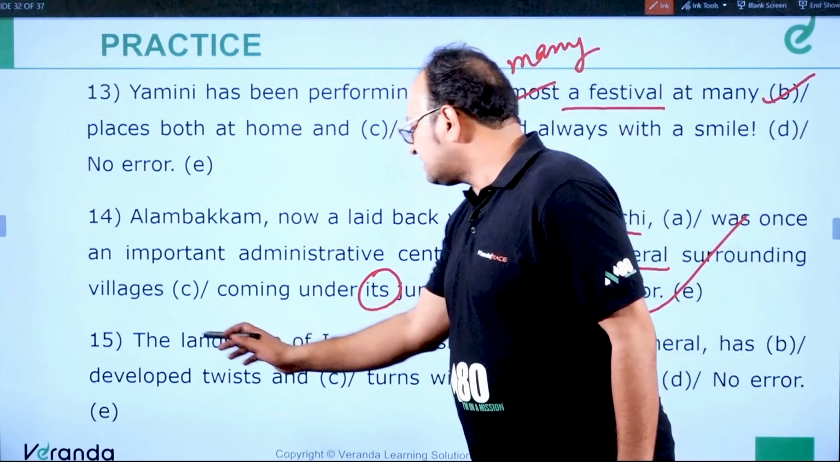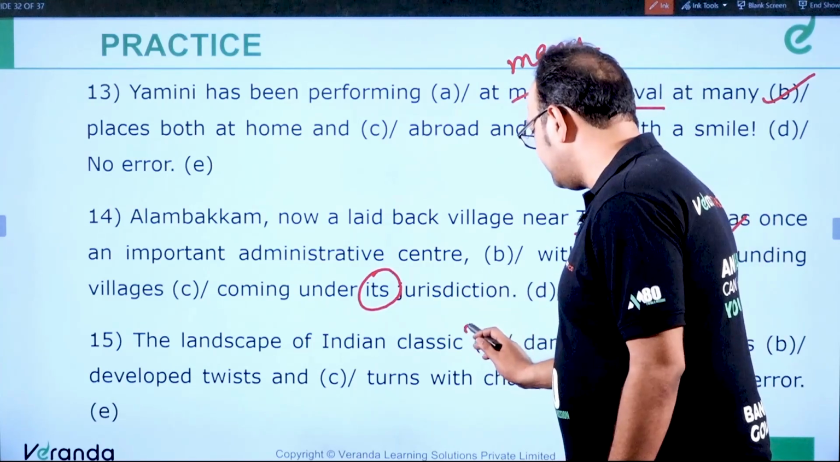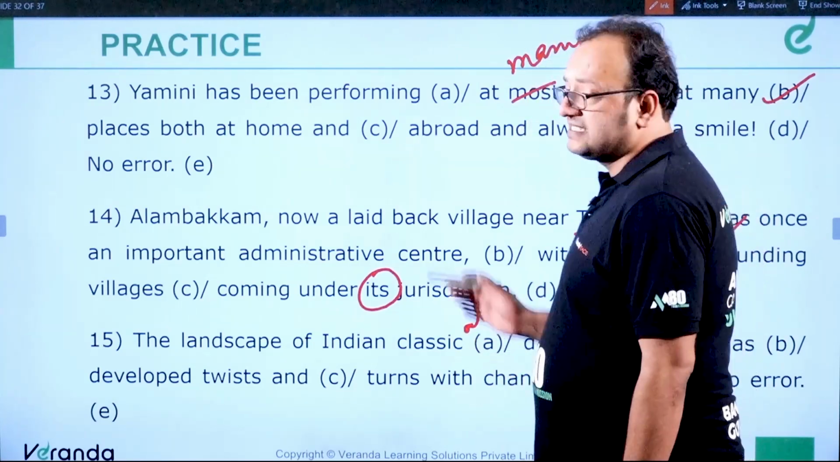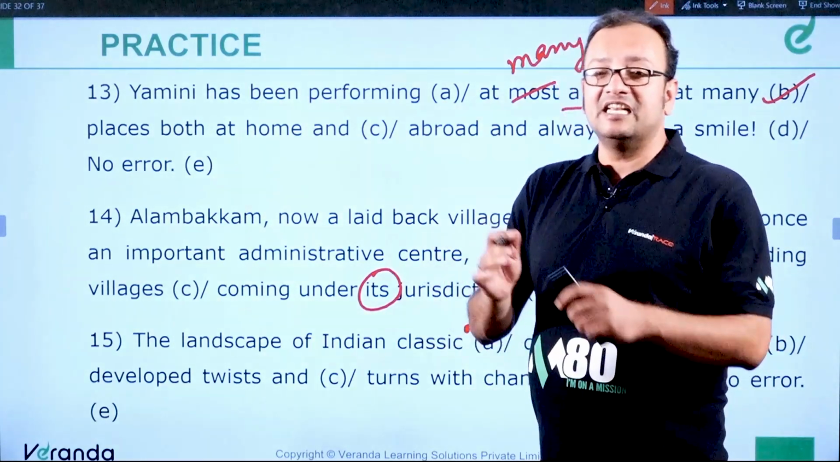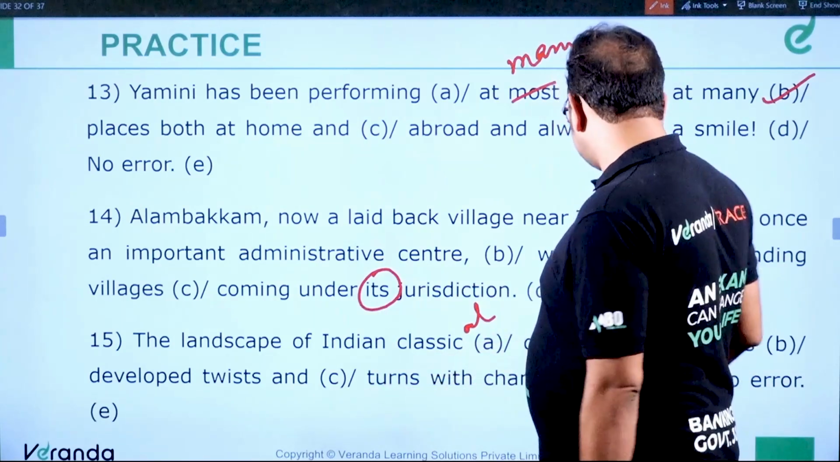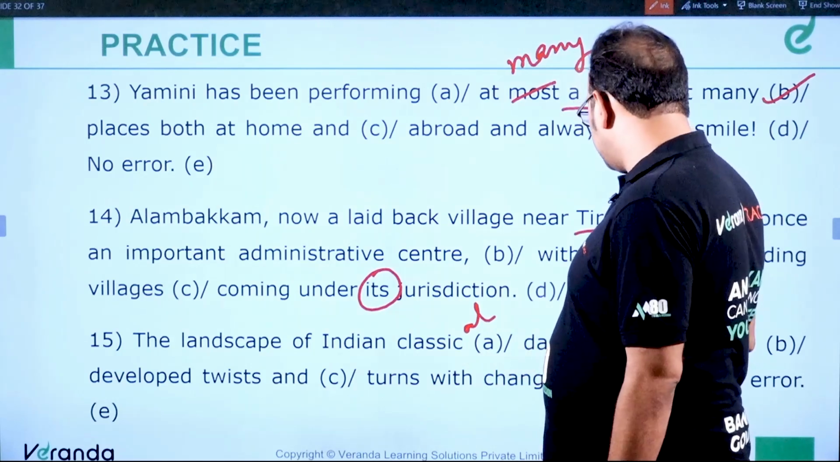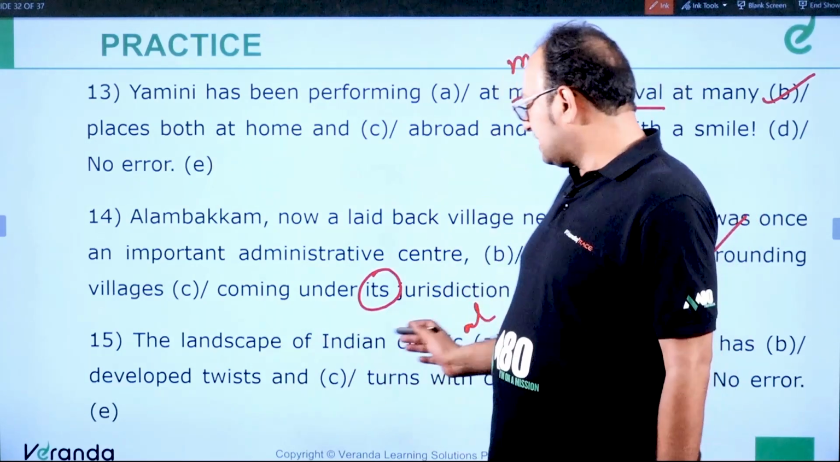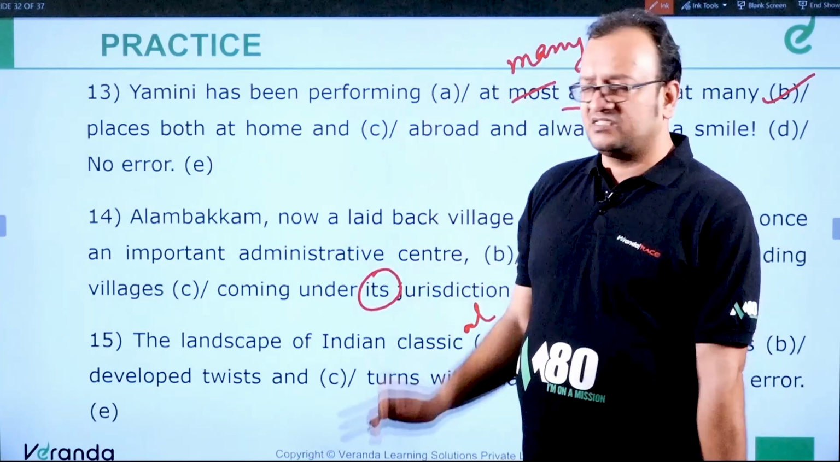Okay. The landscape of Indian classic dance. Okay, classical dance. Very easy question. It's not classic dance. Classic is something very old, and classical is something which is related to the tradition, the culture, the heritage. So classical dance. Clear? Dance in general has developed twists and turns with changing times. Clear? So it should be classical, not classic. Classic is very old, vintage.